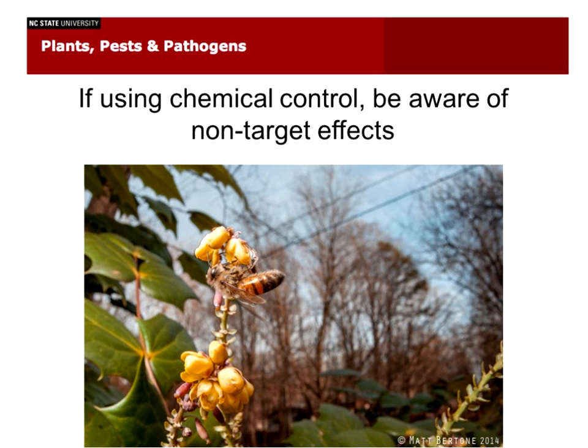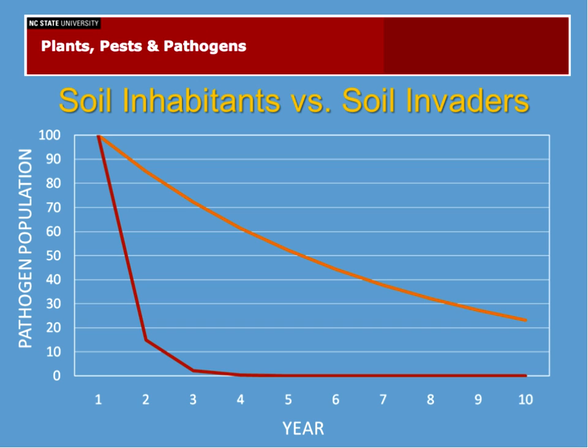All right, before I put up this next slide, just picture in your mind for a moment the soil of your garden after having had some kind of a root infecting or root feeding pathogen or nematode. There are two possible scenarios of what can happen once that crop is gone, once the host plant has been removed. And this, just graphically and somewhat disingenuously, represents two different possibilities, just to give you the idea. And these are what we call the soil inhabitants versus the soil invaders.